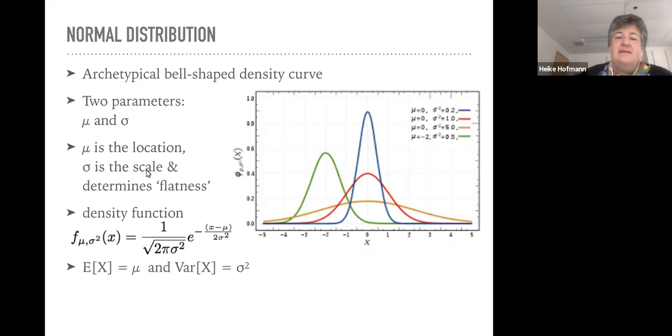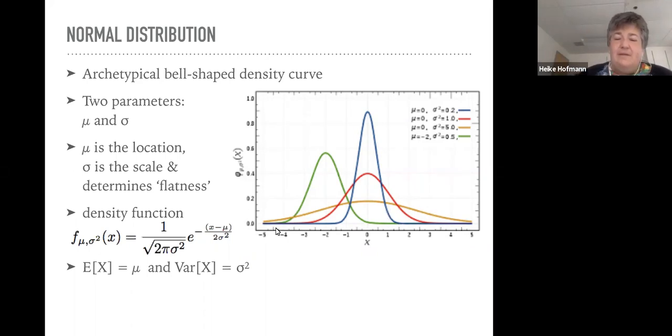So sigma is the so-called scale parameter, and that determines how flat the curve is or how centered the curve is. So a large value of sigma is going to give us a very wide curve. So sigma is 5 here. A small value of sigma, 0.2, gives us the sharpest curve, with the steepest slope and the most centered values.